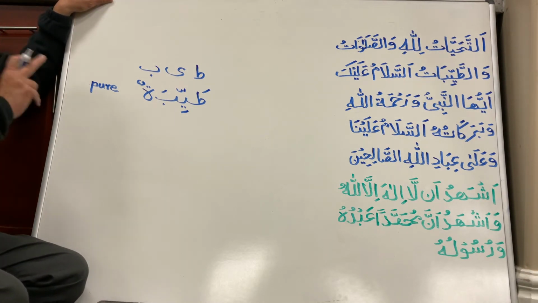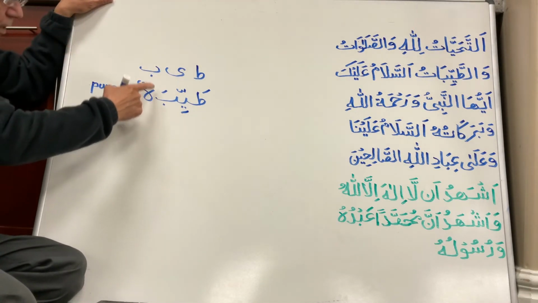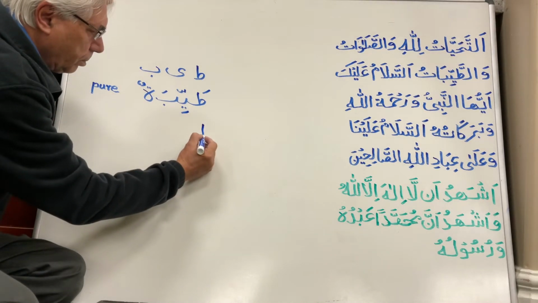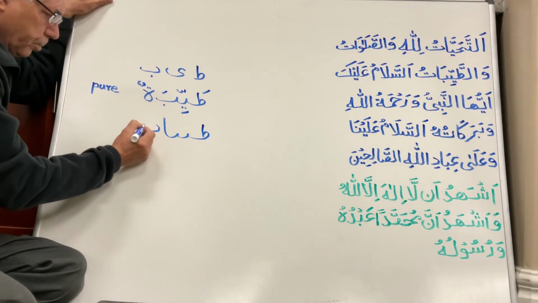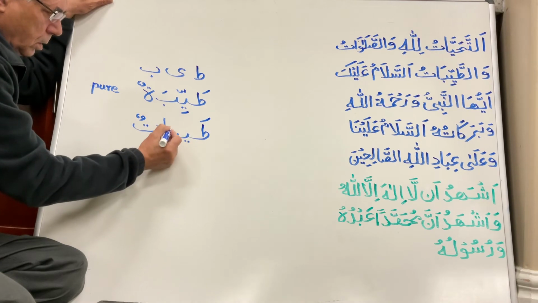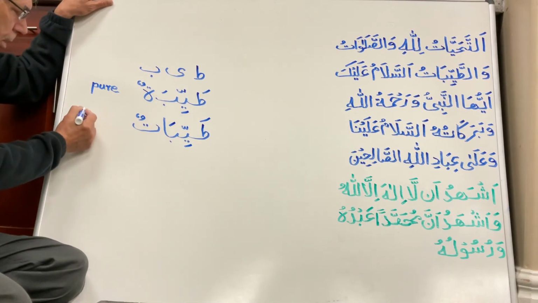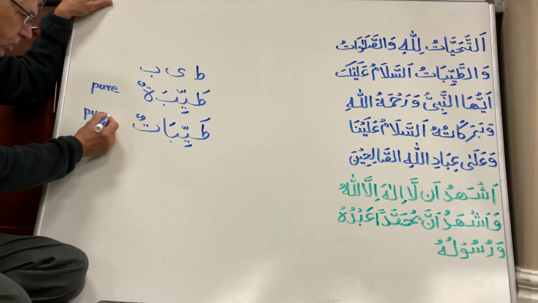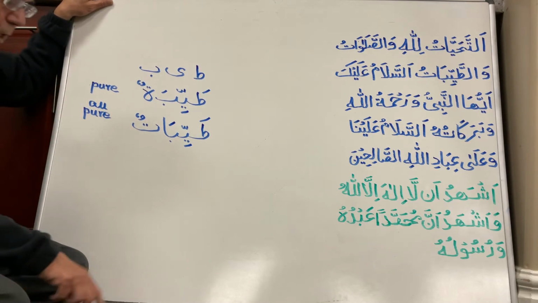Singular, feminine. Make a plural of that. What's the rule? You put an alif here and open this ta. So this will become tayyibatun, pure. Plural of pure can be pure, but you can say all pure. Now do the same thing.